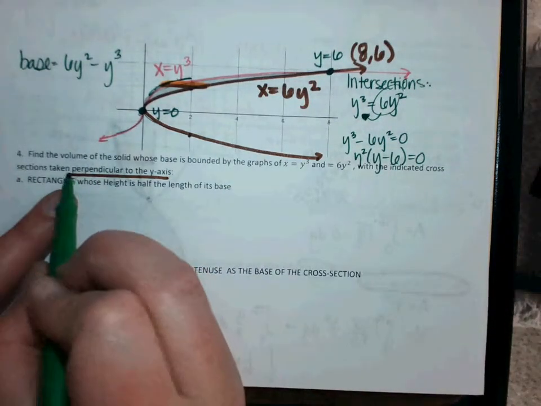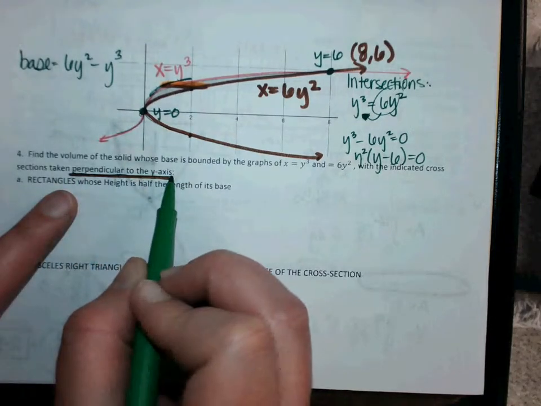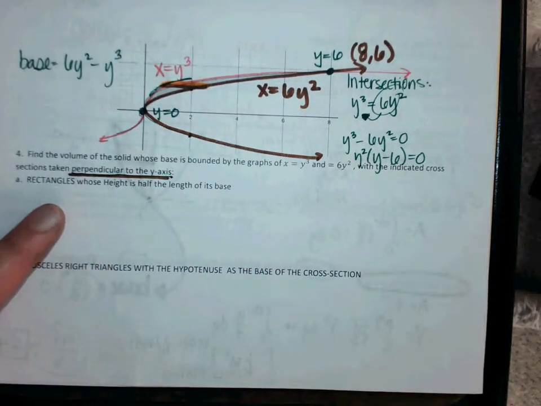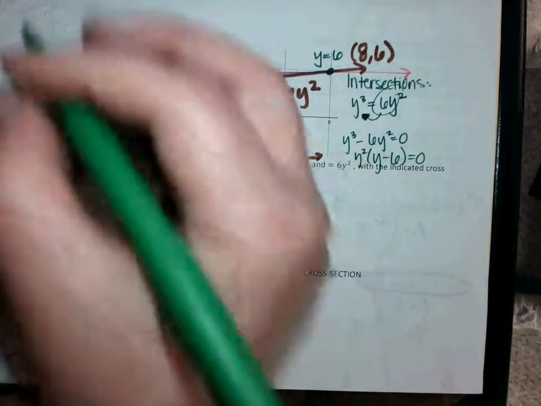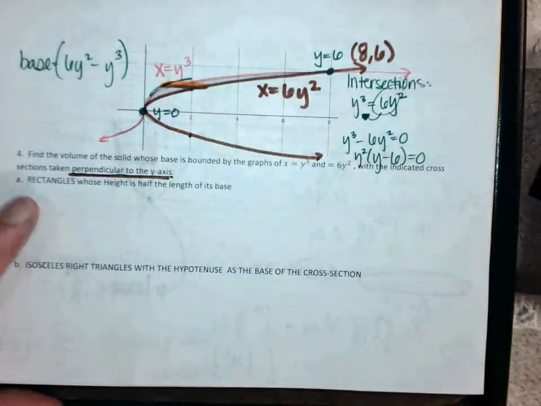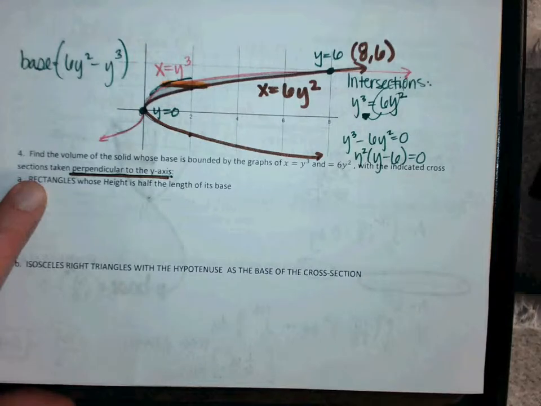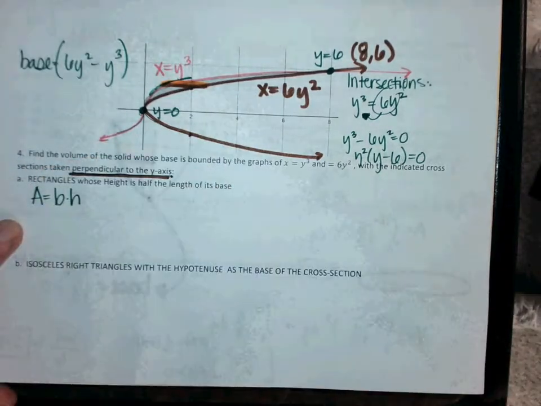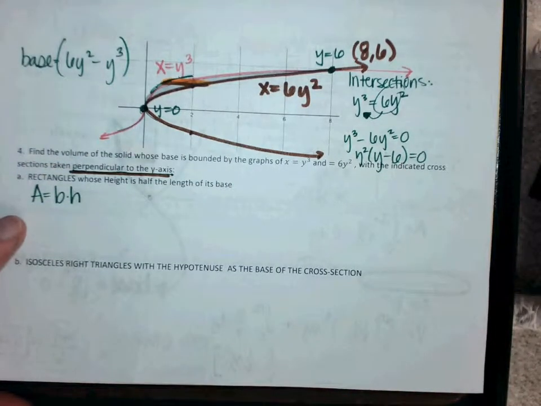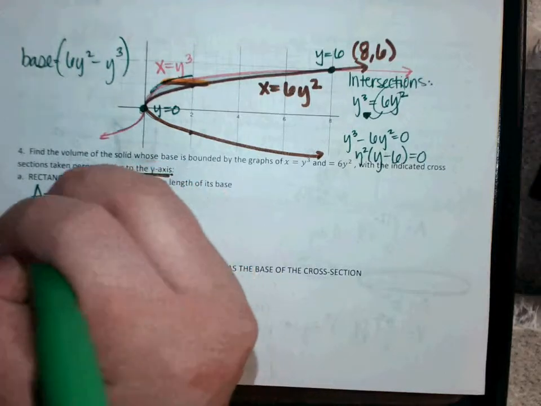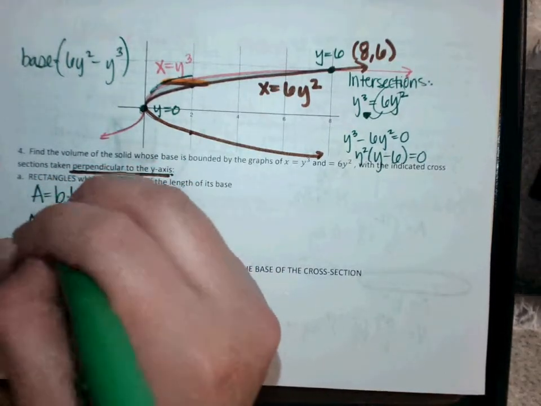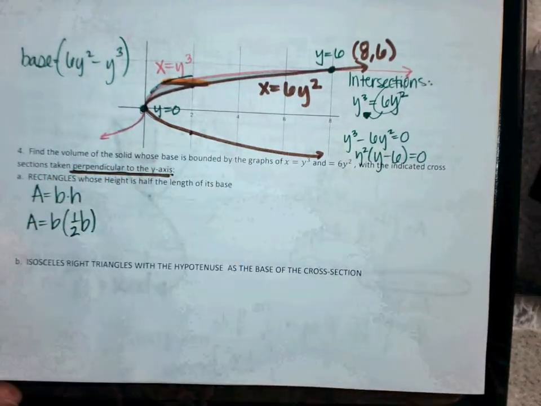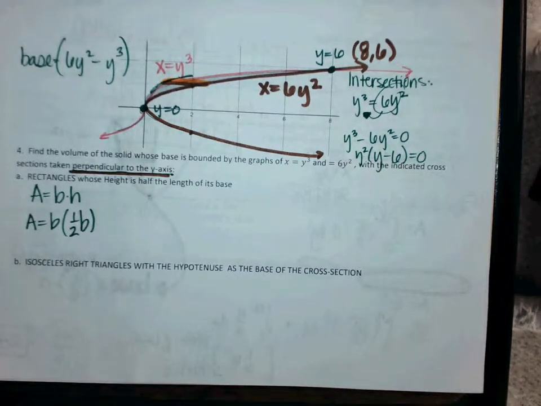So see where it says perpendicular to the y-axis? So I'm drawing a line that's perpendicular to the y-axis. Okay, so this is my base, right minus left. From here I want rectangles whose height is half the length of the base. Well, area of a rectangle is base times height, but if the height is half the length of the base, how would I rewrite that? 1/2 b squared. Okay, very good. Base times half the base, which is half base squared.